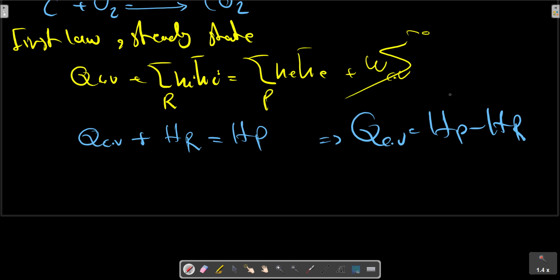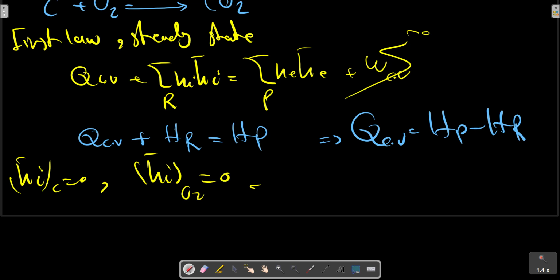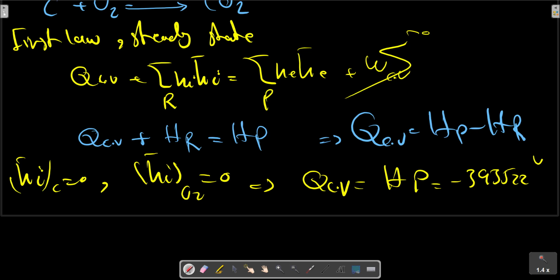Suppose, however, that we assign the value of 0 to the enthalpy of all the elements at the reference state. In this case, the enthalpy of the reactants is 0, h bar for carbon and h bar for O2. Then Q control volume equals H_P, which is the measured value in kilojoules per kilomole.